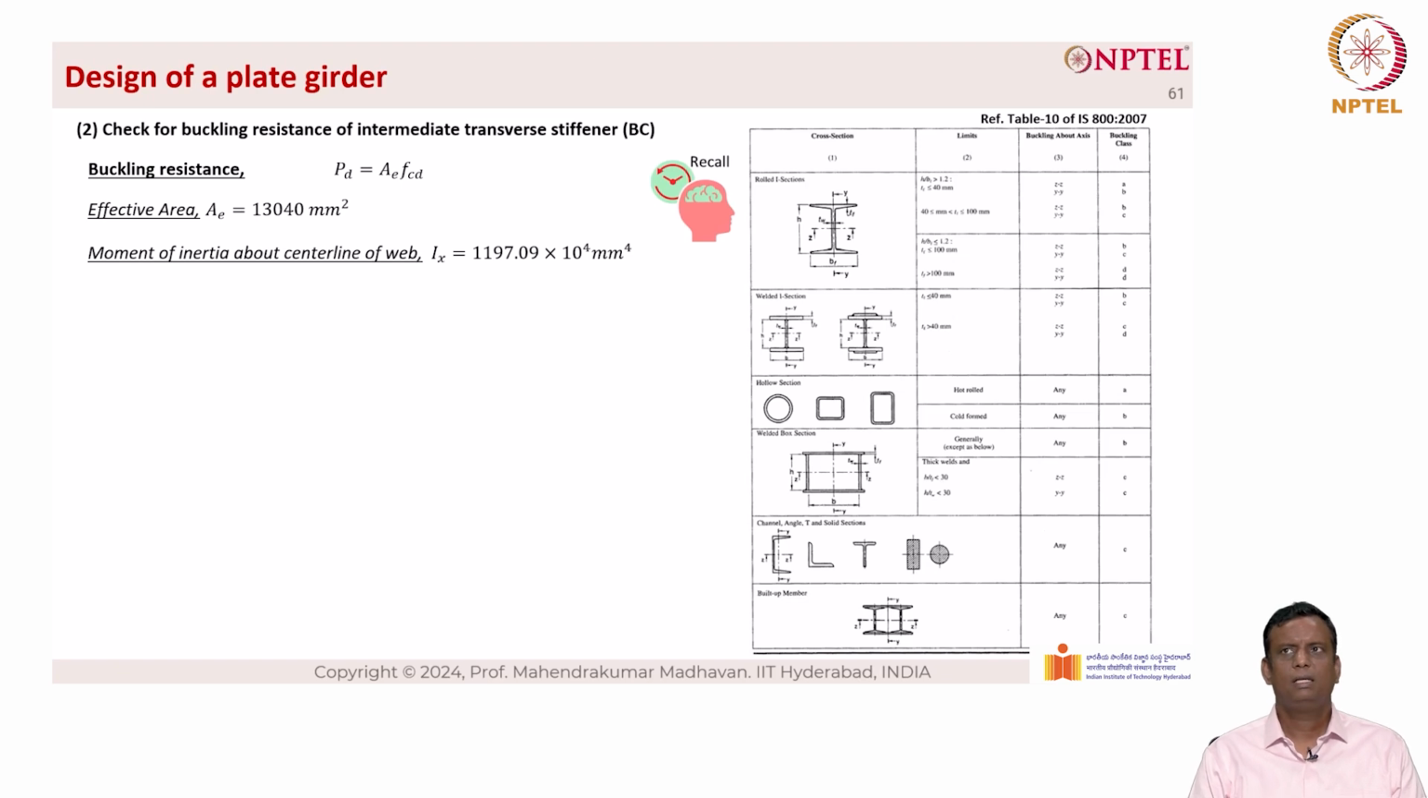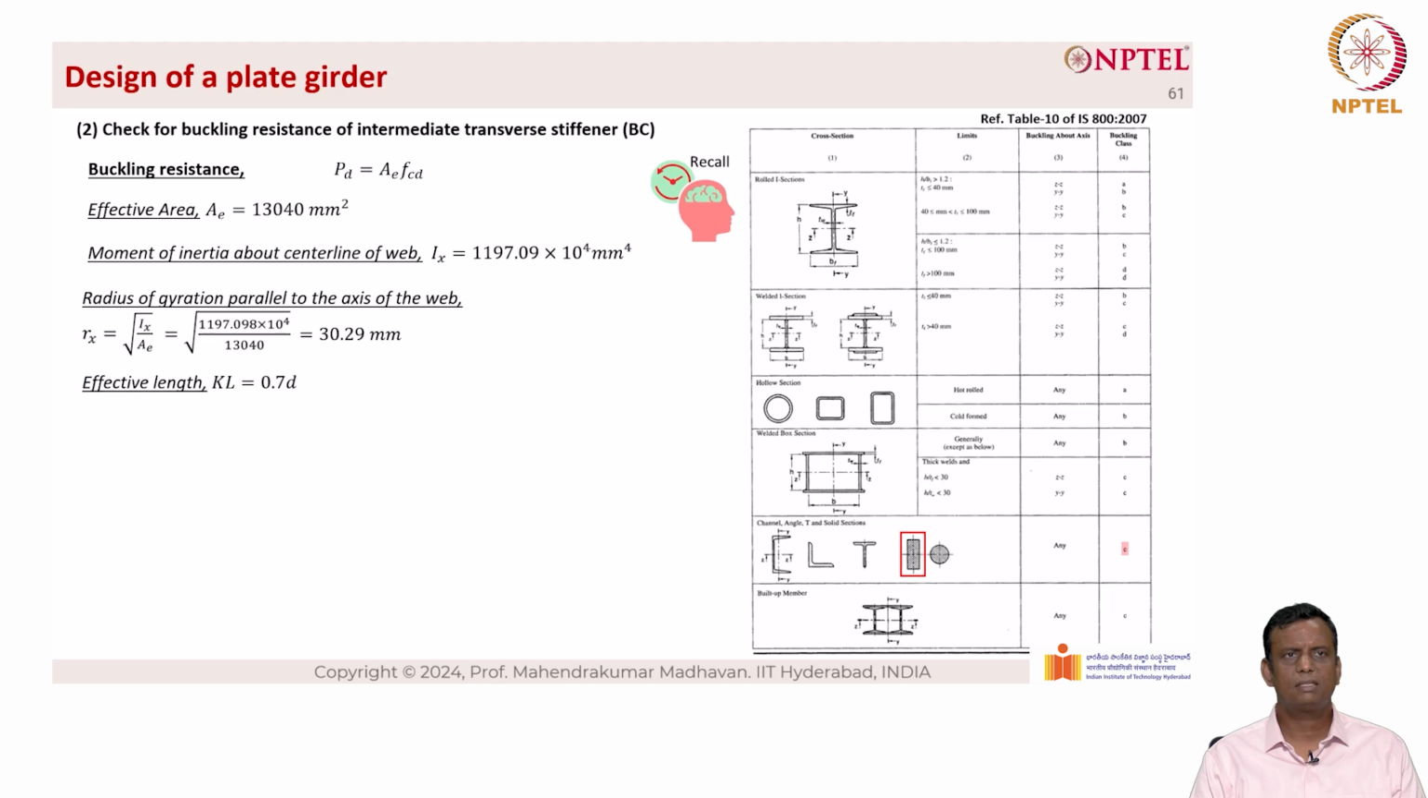But before we do so, we should also calculate what should be the curve that we need to take into consideration. This is a solid one, so as per table 10 of IS 800, we should take curve C. So, the radius of gyration r_x equal to root of I_x by A_e, which is equal to 1197.098 into 10 power 4 divided by 13040. We get a value of 30.29 mm as the radius of gyration.